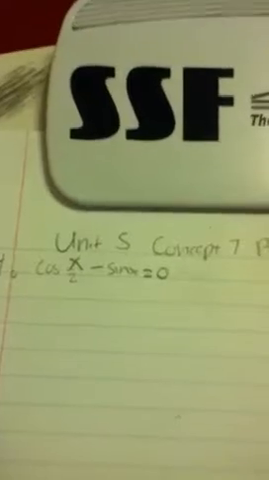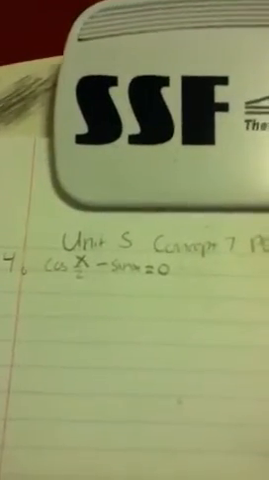This is number 4 from Unit S, Concept 7, PQ 7, and the problem is cosine x over 2 minus sine of x equals 0. So the first thing that we want to do is move sine of x to the other side, so then we can work better with the cosine x over 2. So cosine x over 2 equals sine of x.